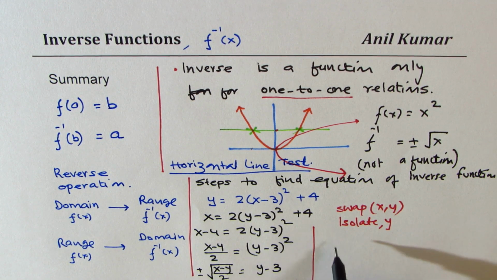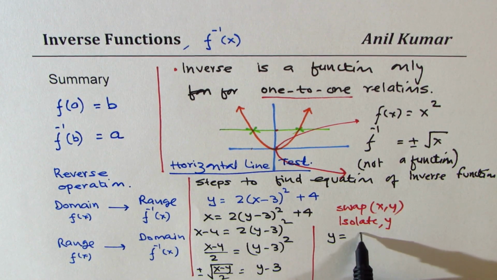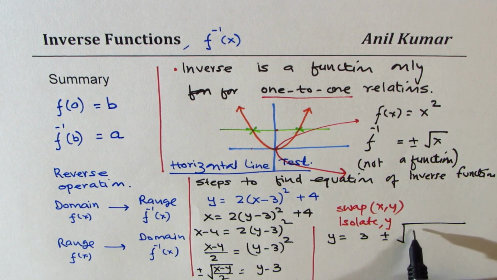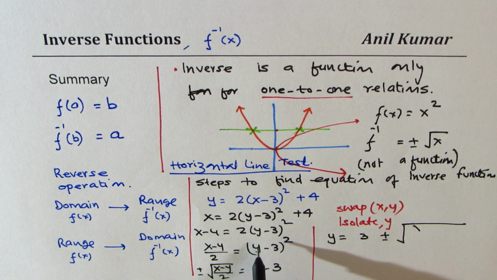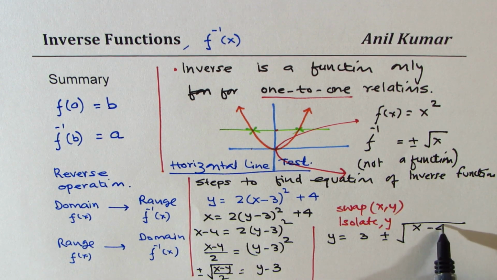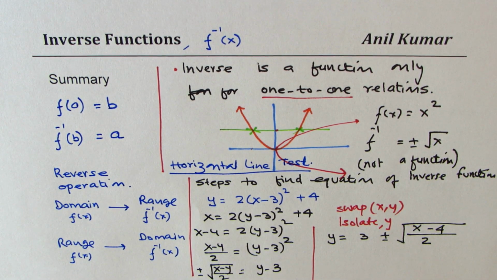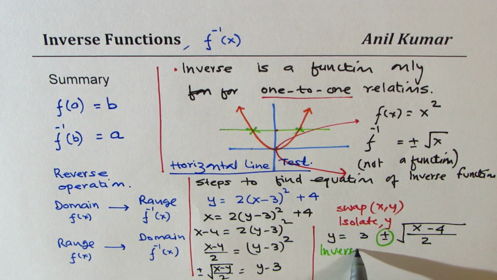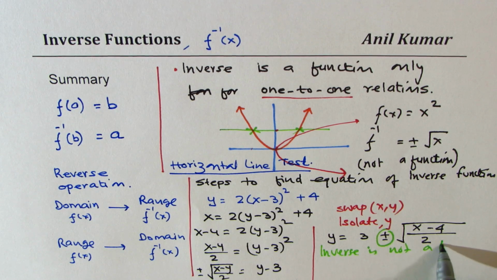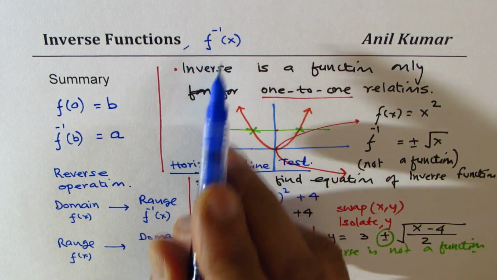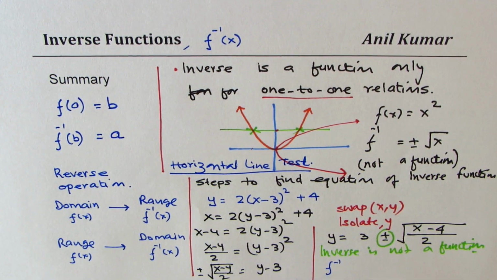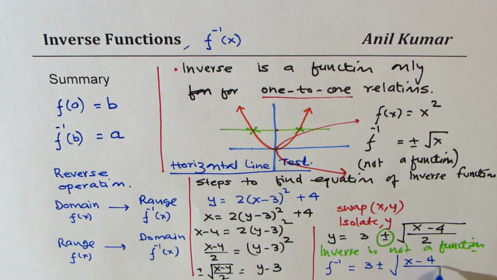So I'm writing in this side. So y equals, taking 3 on this side, we get 3 plus minus square root of (x minus 4) divided by 2. Now you see plus minus, that means inverse is not a function, right? If inverse is not a function, we don't write f inverse x, but we just write f inverse. Do you understand? And that is equals 3 plus minus square root of (x minus 4) over 2.